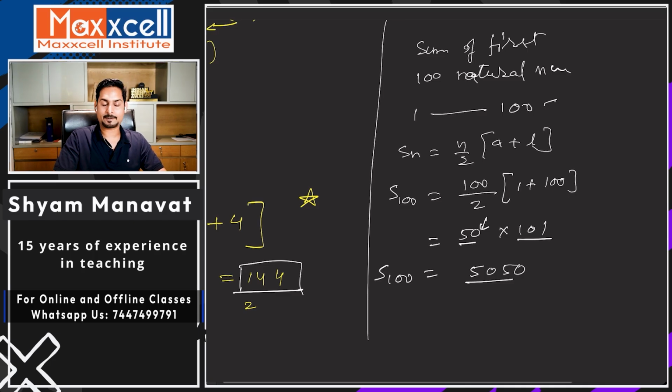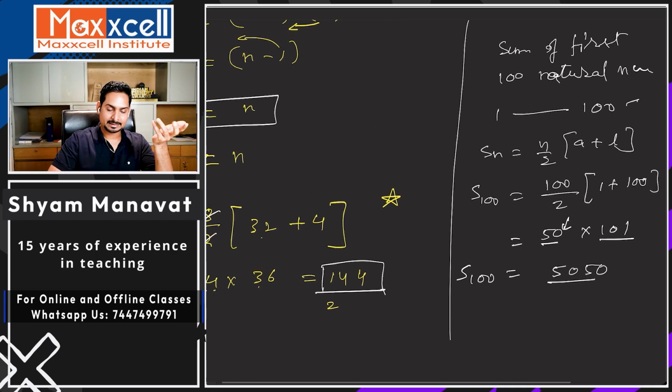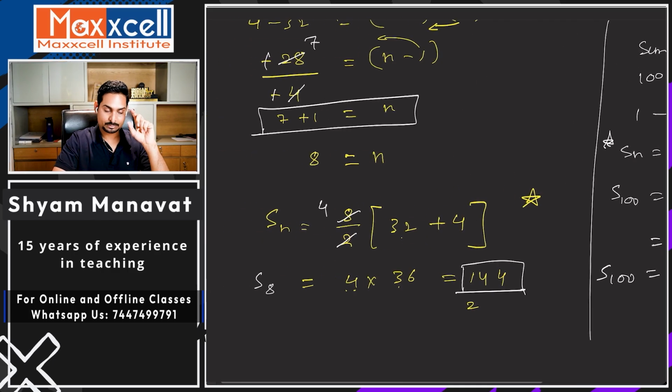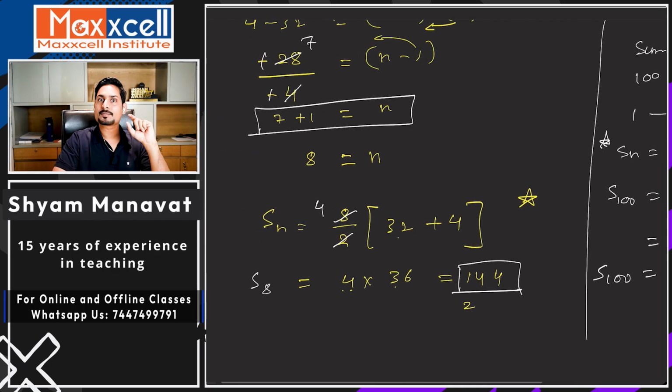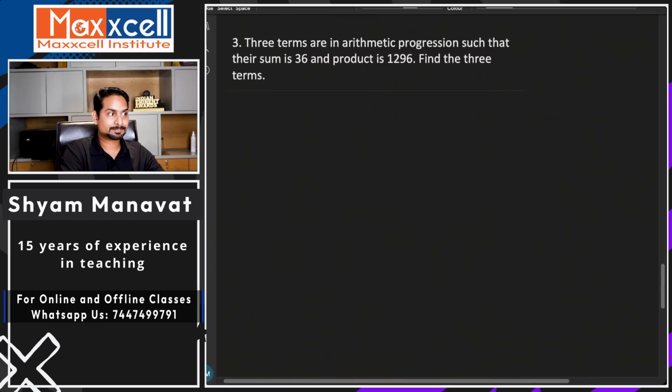So from 1 to 100, if you add all those numbers, you get 5050. I'm just showing you one example of how easy and how short it will be to find the answer to this question if you use the first term plus last term formula. Okay, so that's why you should know both formulas. Let's solve one more example.